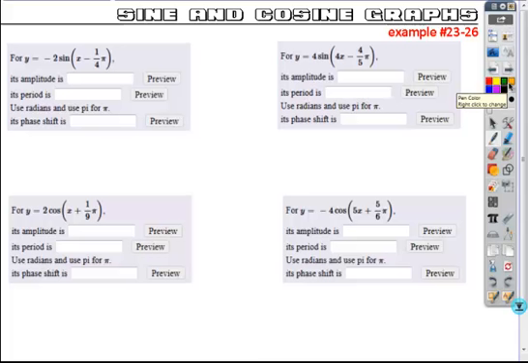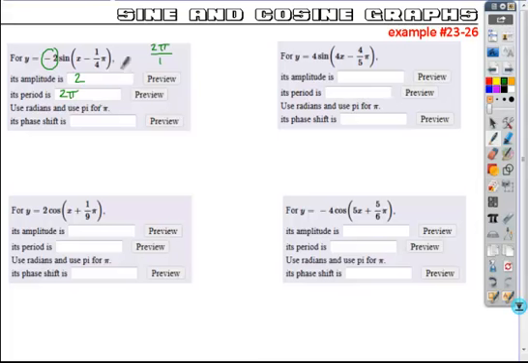When you're given just the functions themselves, not the graphs, you can find all this information. The amplitude is the absolute value of the multiplier in front, 2. The period is going to be 2 pi divided by whatever coefficient is in front of our x. What's the coefficient in front of x here? Just a 1, so it's going to be 2 pi.